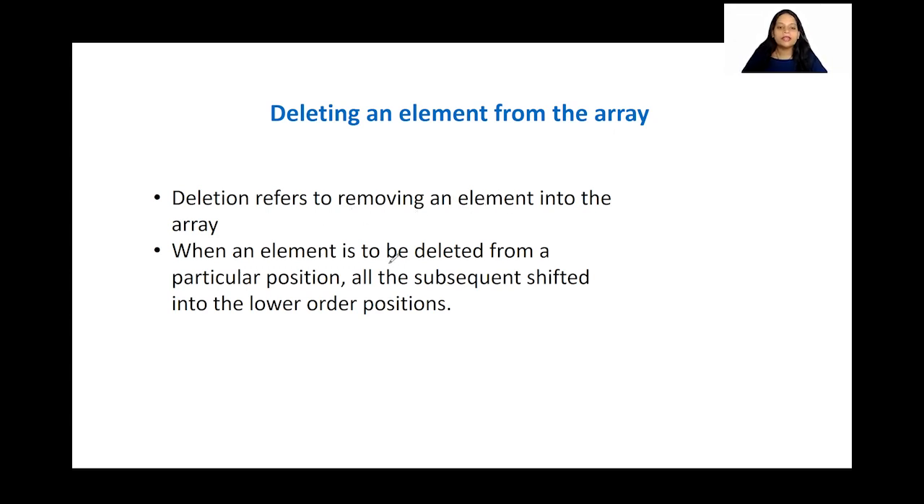When an element is to be deleted from a particular position, all the subsequent elements are shifted to the lower order position. We have already learned how to insert. During insertion, what did we do? Whichever position we wanted to insert at, first we emptied that, as in we moved the elements. We shifted and made space for that particular element, and then we inserted it. Now in this case, suppose I want to delete an item from this.